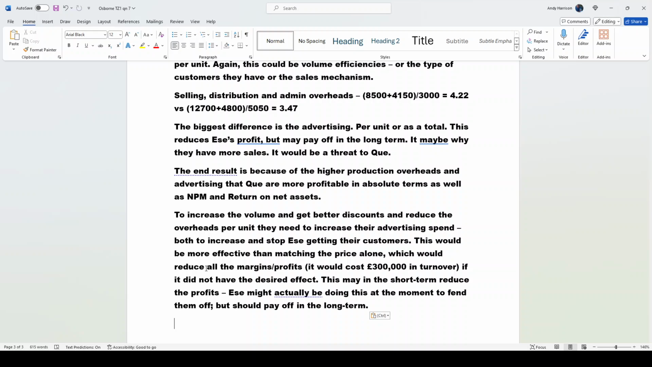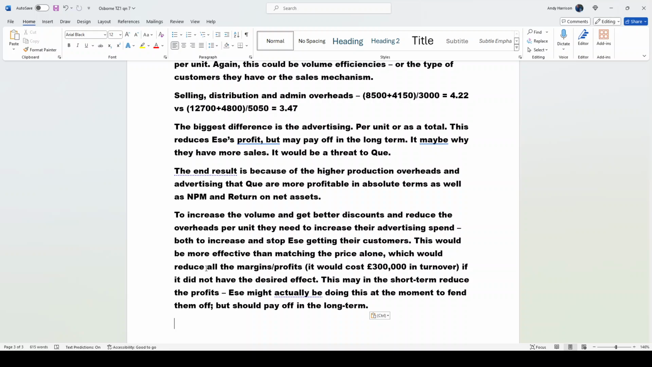Advertising and marketing work slightly differently. Advertising tends to get a fairly quick response. A marketing budget increase generally will increase sales in the medium term. So it does actually mention that SE might be doing this at the moment. That might be what they're doing in the sums.